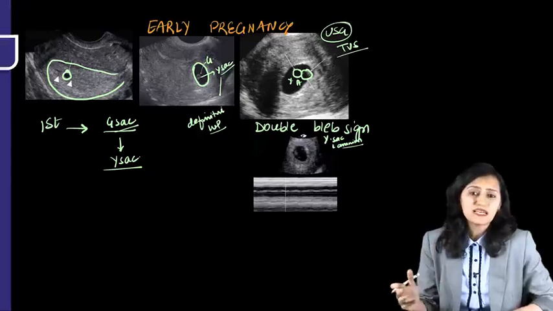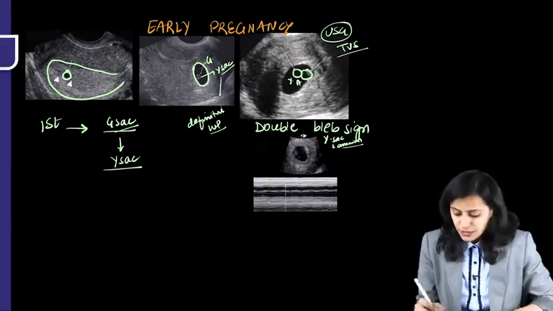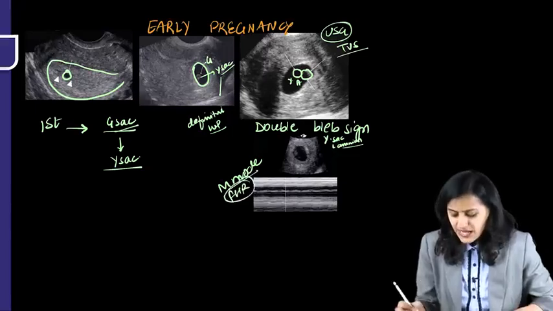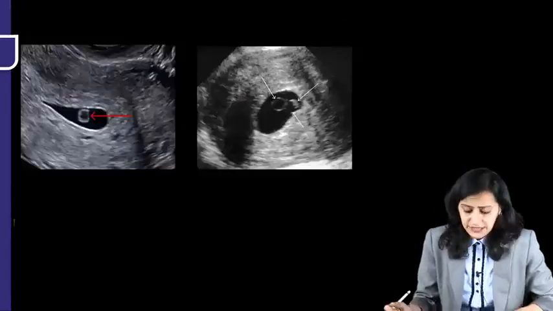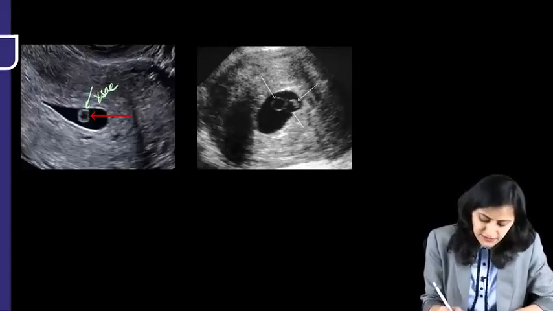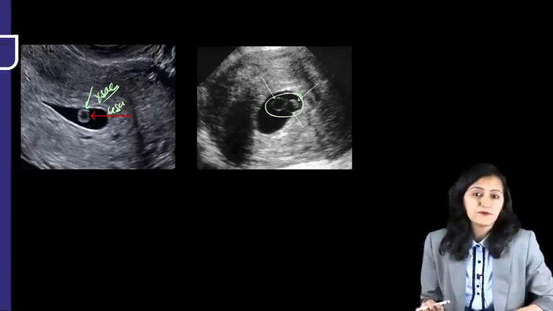Once the fetal pole is there, you want to look for the cardiac activity. Do not use Doppler in the first trimester. It can damage the embryo. We use the M mode of ultrasound to look for the cardiac activity and the fetal heart rate. Now, what is this in early pregnancy? This is the yolk sac and the outer one is the gestational sac. And this is the double bleb sign that we have already seen.